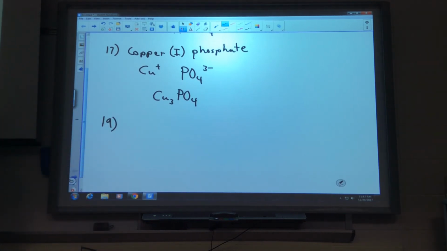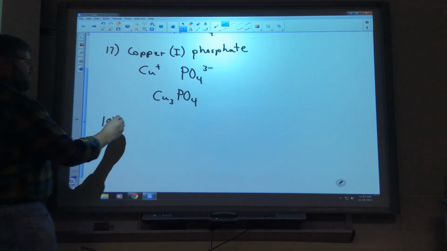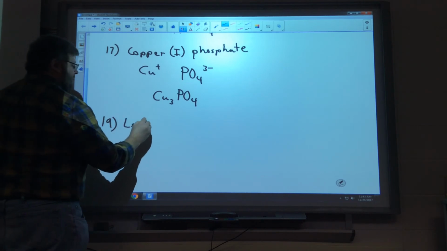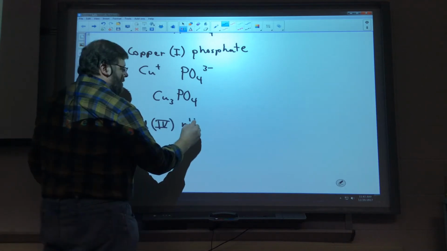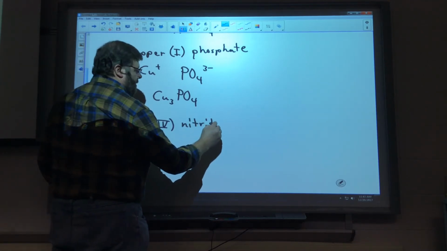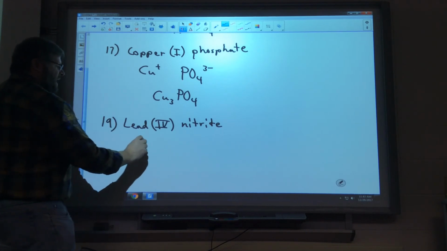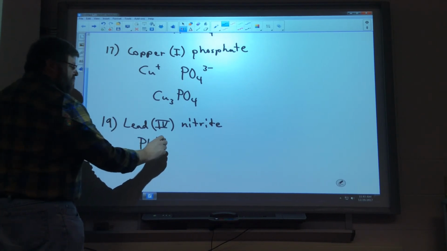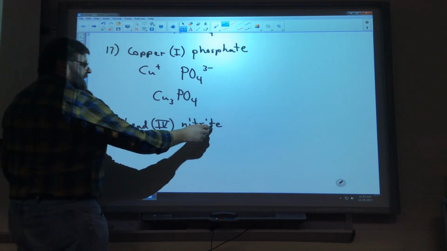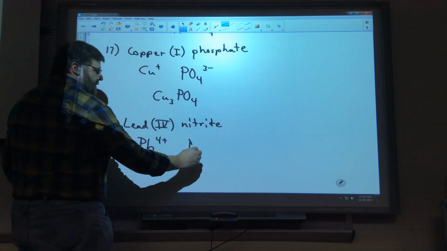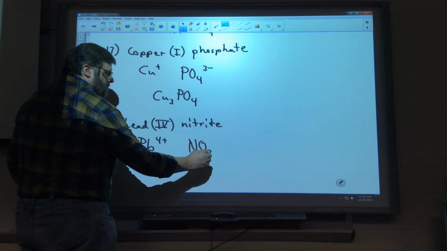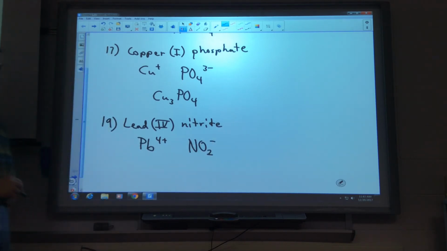So number 19, we've got lead 4 nitrite. I like the polyatomic, or the Roman numeral in parentheses. So I know lead is going to have a 4+ charge. Nitrite, I see that ite. I know it's a polyatomic ion. Look it up on my chart: NO2, a -1 charge.